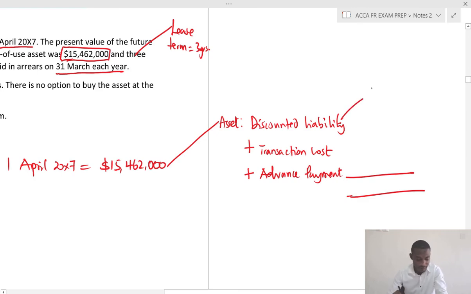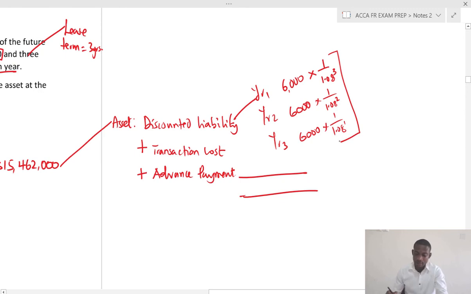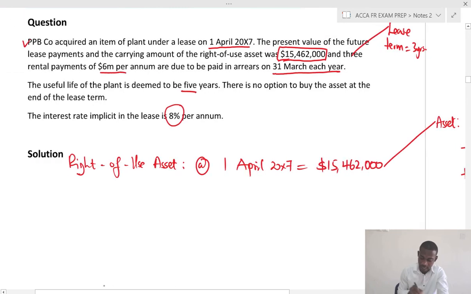And in this question, because we have 3 payments of 6 million, so we have year 1, year 2, year 3. So let's say 6 million to be discounted. So you discount this by 3 years. 6 times 1 over 1.08 raised to power 3, 6 times 1 over 1.08 raised to power 2, and then 6 times 1 over 1.08 raised to power 1. You can confirm that the figure you have for this should equal the 15,462,000 given, approximately, if there is no other direct cost. This transaction cost can also be described as direct cost to acquire the lease. So this is how we find the right of use asset, and in this question we are given it, so we don't need to recalculate that.